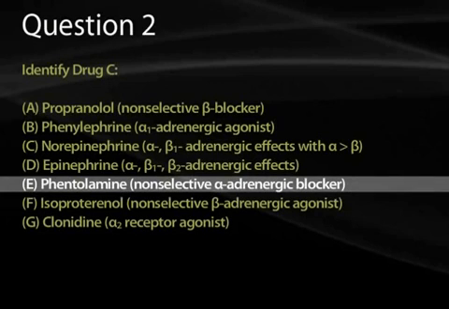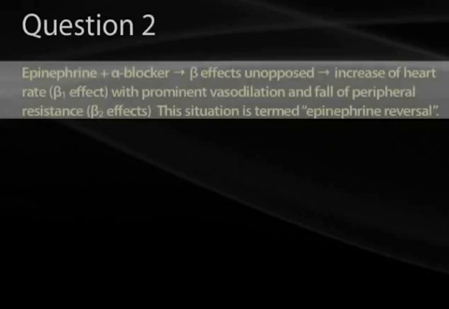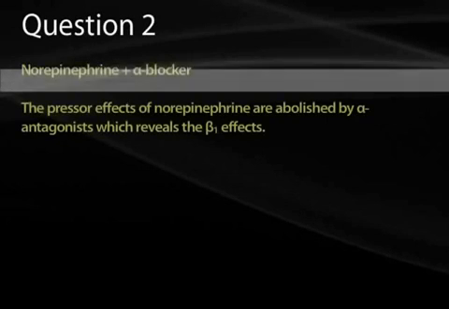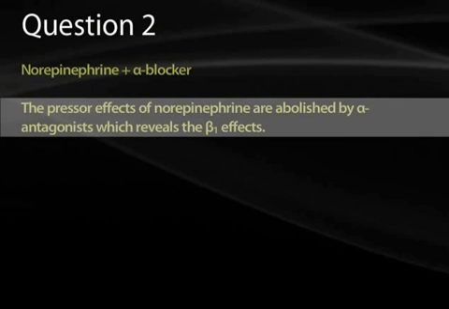Drug C, as we talked about, is an alpha blocker, phentolamine. Remember, epinephrine plus an alpha blocker causes epinephrine reversal. And norepinephrine plus an alpha blocker will block the pressor effects of norepinephrine, which reveals the beta 1 effects.